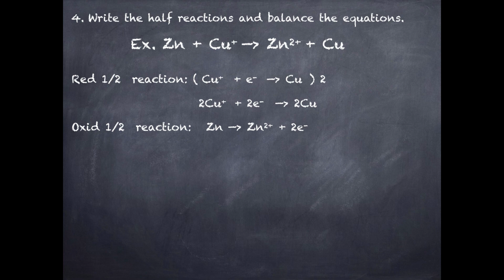Notice my electrons cancel out, and what I'm left with is 2 copper ions plus zinc, which produces your zinc ions and 2 copper. So there is a balanced redox reaction, making sure that your electrons are balanced. However many you gain equals however many you lose. So now that you know that there are half reactions, a reduction reaction and an oxidation reaction, we are now going to put numbers to that.